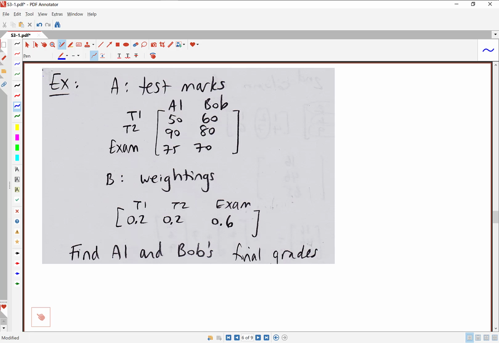So we're going to do a bit more practice with matrix multiplication. Let's say matrix A represents test marks for 2 students. Let's say they're Al and Bob, and we've got a test 1, test 2, and exam mark for each of them. And then matrix B contains the weightings of these various pieces of work. So both the tests are worth 20% of the final grade. The exam is worth 60% of the final grade. We're going to find Al and Bob's final grades, but the point is to use a matrix multiplication to do that.